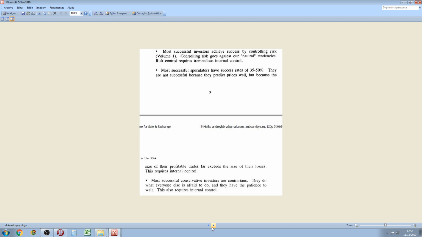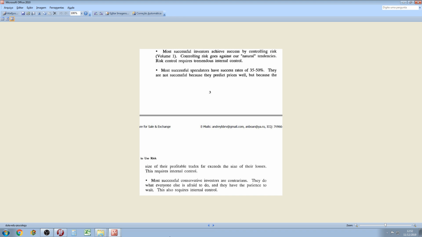And then it continues: most successful traders have a success rate of 35 to 50%. They are not successful because they predict prices well, everybody, but because the size of the profitable trades far exceeds the size of their losses. This requires internal control. So it's not about the chart again, everybody. It's not about the chart. It's about our emotions and what we are going to do.